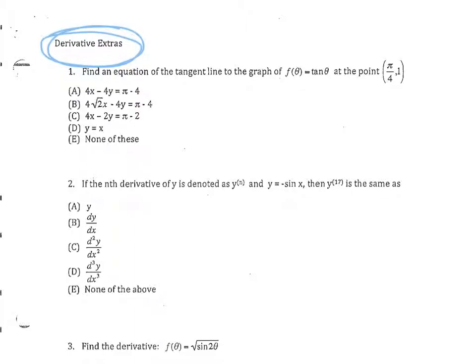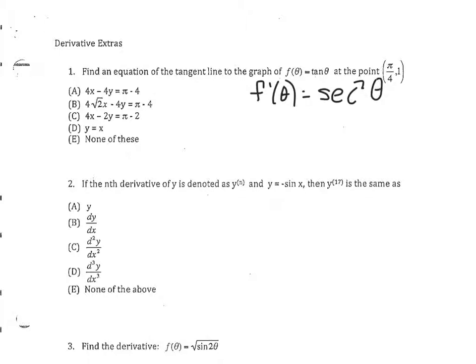First one there, number 1, find the equation of the tangent line at a particular point. We know the concept here, where you just have to find the first derivative, plug in that point. And so the first derivative of tangent theta is going to be secant squared theta. All right, getting a little sloppy there, but we want f prime, or the first derivative, at pi over 4.